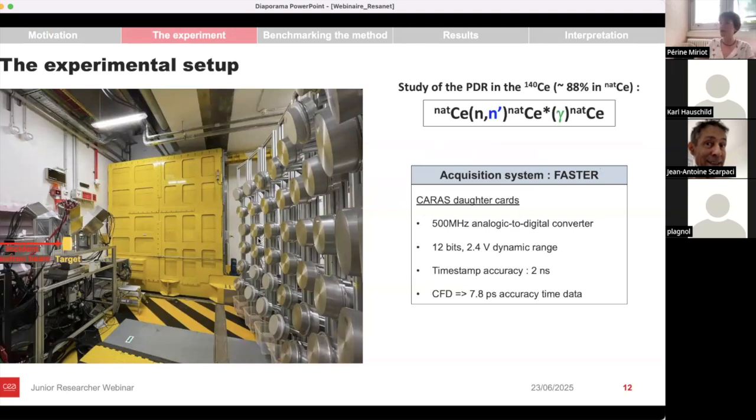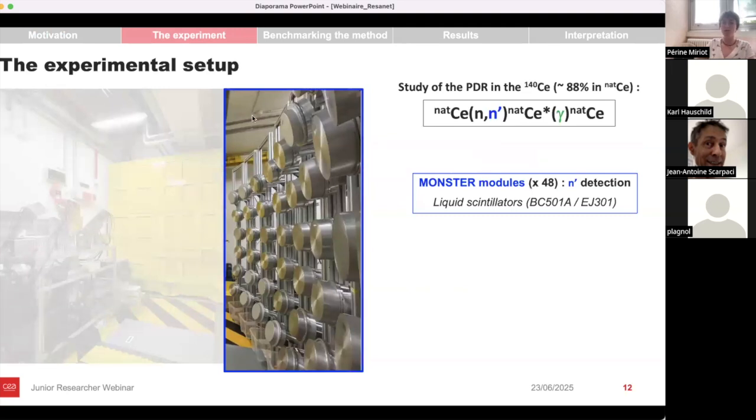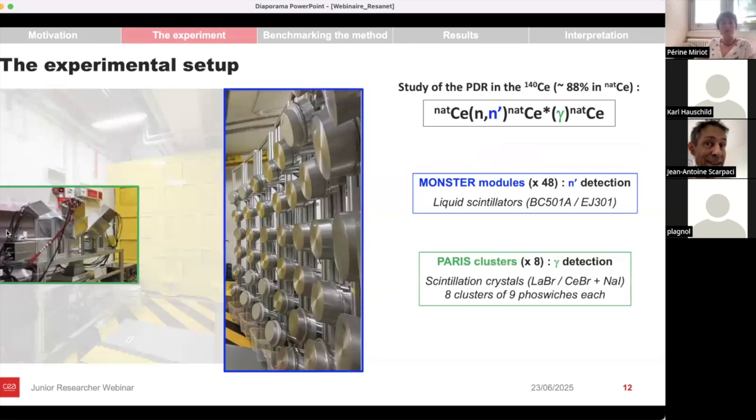Regarding the detection setup, we used the MONSTER modules, which are liquid scintillators, for the detection of the scattered neutron. And we used the PARIS array, which is made of scintillation crystals, for the detection of the gamma rays. We also placed here, just below the PARIS array, one EXOGAM clover for its complementarity with the PARIS array regarding the energy resolutions, to help identify the different reactions that were populated during this experiment.